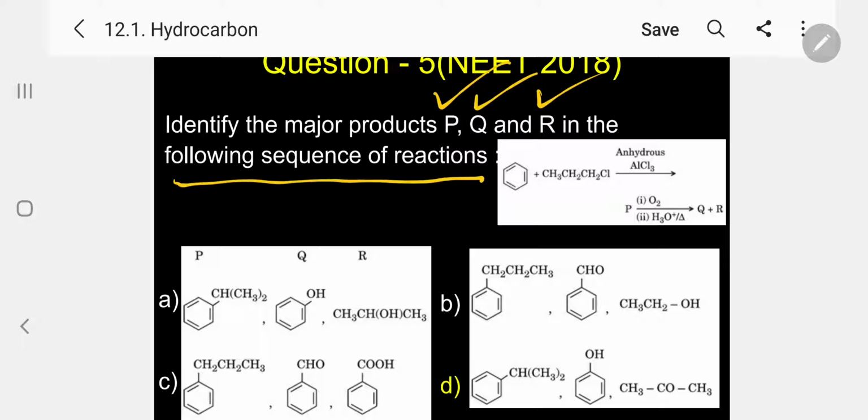So we are getting P. P is treated with oxidation first. In the second step, we are hydrolyzing in the presence of water and acid medium. So we are getting a mixture of Q and R. We have to find out what P, Q, and R are. Options A, B, C, and D are given.